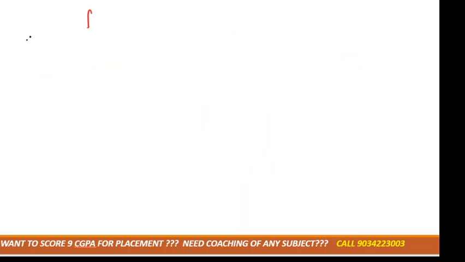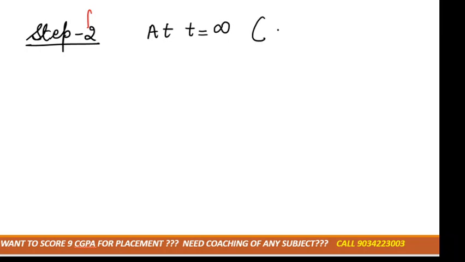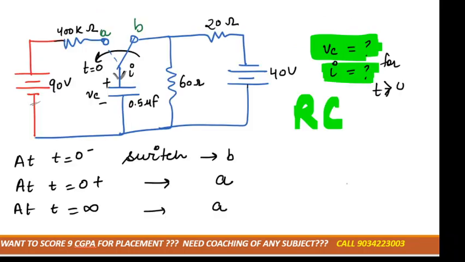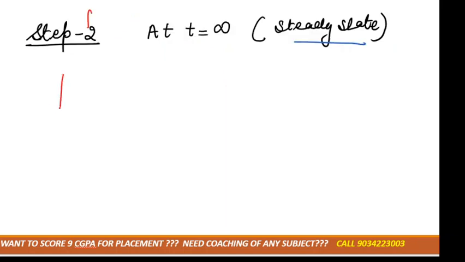Now move to step number 2. Now tell me what was step number 2. At t is equal to infinity. At t equal to infinity, that is again for the steady state, right? Now for the steady state, again capacitor will behave as an open circuit. So at t equal to infinity, now the switch is connected to A. So we have to redraw the diagram again. So the diagram would be like this.